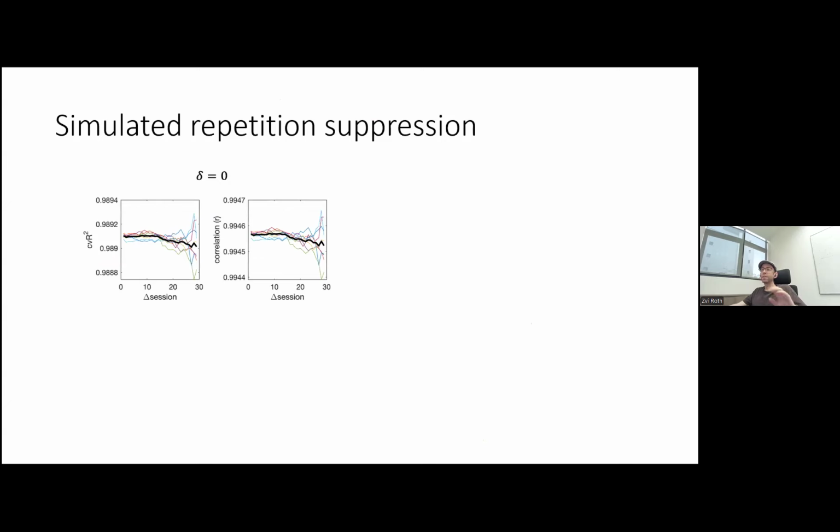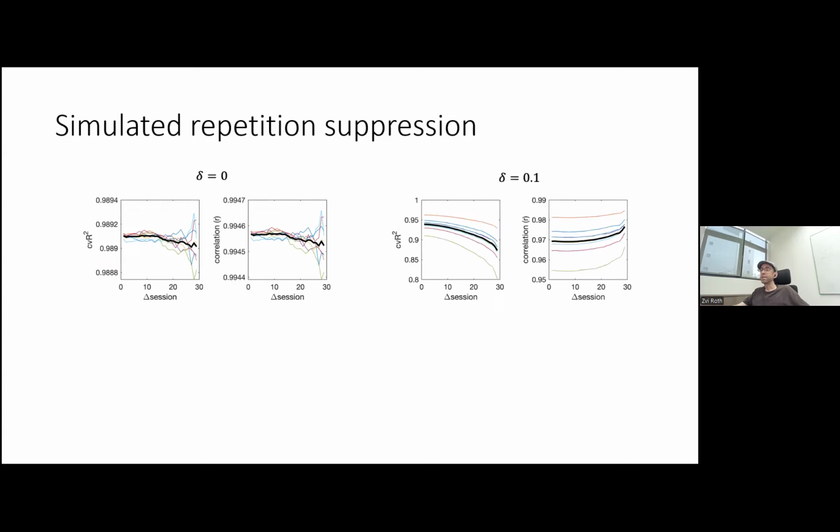So first, when delta is 0, there is no repetition suppression. In this case, we don't see drift. The left panel is using CVR squared to measure goodness of fit. The right panel is using correlation. And there's no drift here. So this was sort of a sanity check because we know that there's no drift in these simulated responses. And in this case, there's also no repetition suppression.